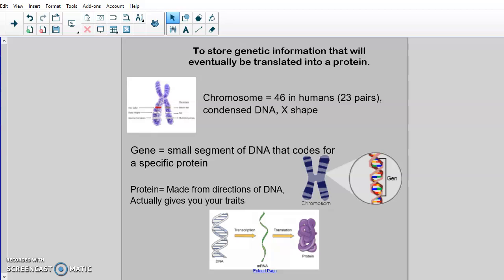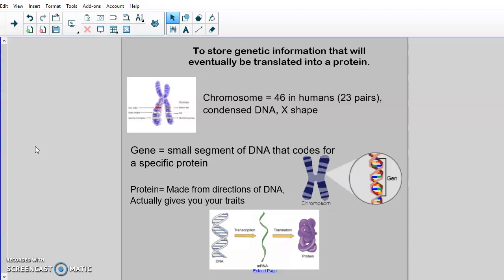So the main goal of DNA, the reason why we have it, is to store genetic information that will eventually be translated into a protein, right? You go through the process of RNA, and then you go through tRNA, and you make a protein that actually does something productive in your body. Your DNA is what stores the information to make the protein. So it's kind of the blueprint of how to do something, or the directions or the recipe for how to do something that then gets used to make something later on.